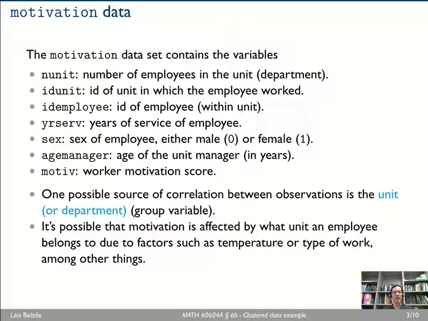Here the source of correlation is not time, but rather having a common department. You could think of the type of work: people who have low-qualification, boring jobs may be less motivated, or people who have a bad manager, and so on. So there are multiple sources of friction that could affect employees' motivation within a unit. So we think there could be correlation at that level.